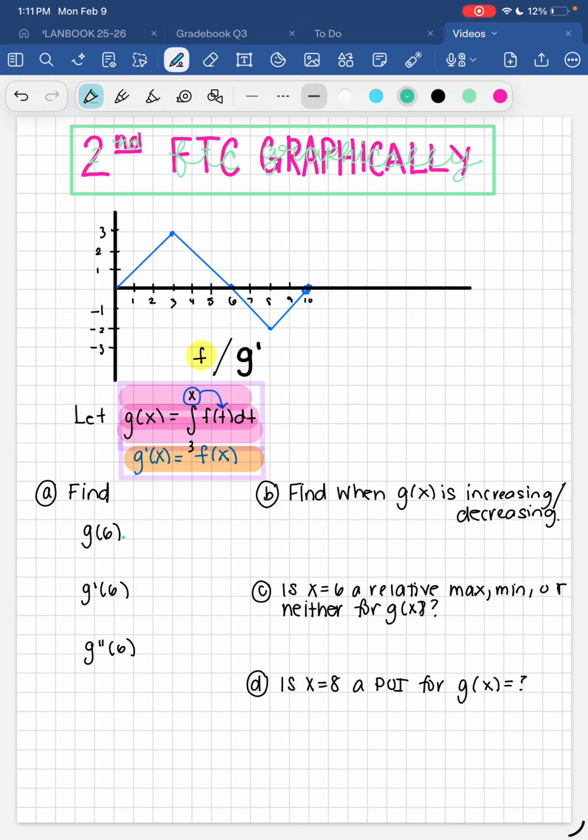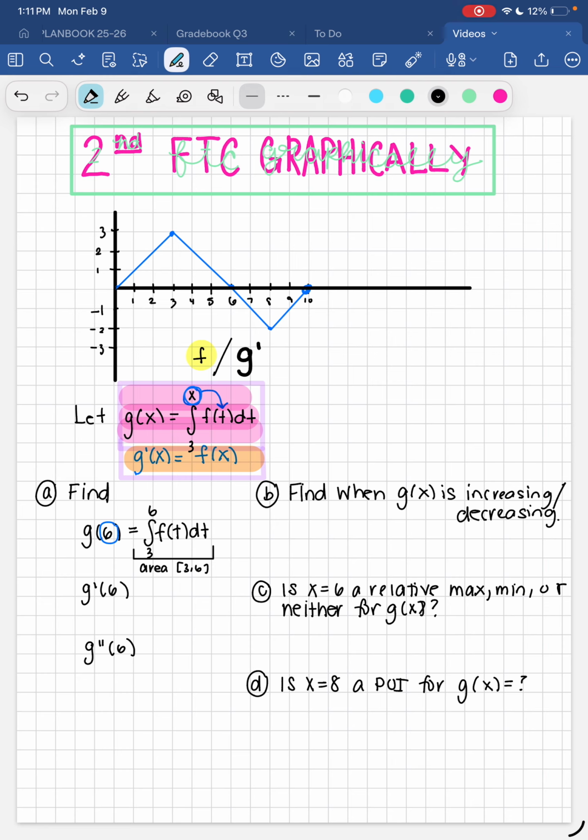So if letter A wants me to find g of 6, we are going to use the pink as my roadmap because the pink that I highlighted references g, which means we are going to now replace x, this blue x, with 6. So my integral is going to be the integral from 3, replace x with 6, f of t dt. Well, the integral is the area under the curve. So this black integral right here is asking me to find the area under f from 3 to 6.